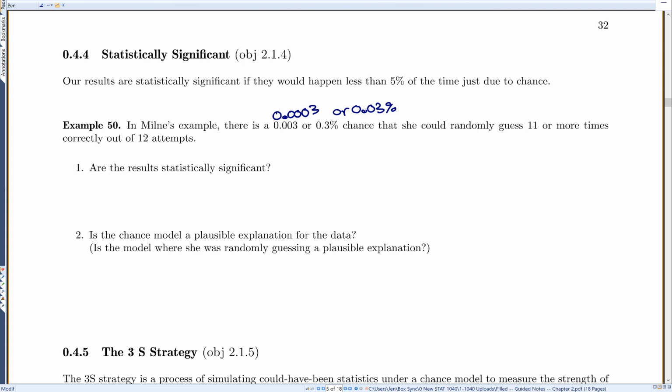So are the results statistically significant? Was it a less than 5% chance that that would happen randomly? Yes, because it was less than 5%. So is the chance model a plausible explanation for the data? Is the model where she was just randomly guessing a plausible explanation? Well, no, we already said that up above. Something that happens less than 5% of the time just doesn't seem plausible.